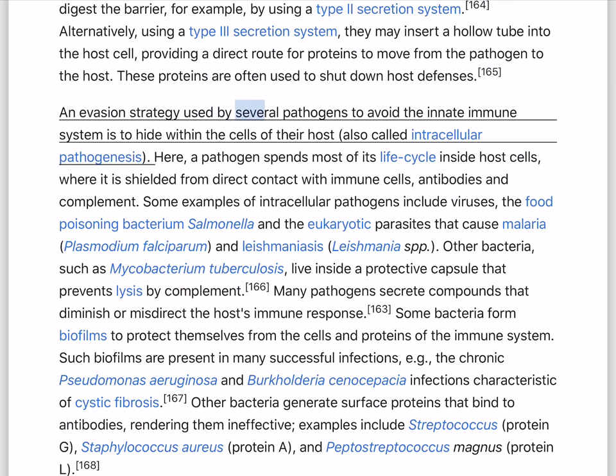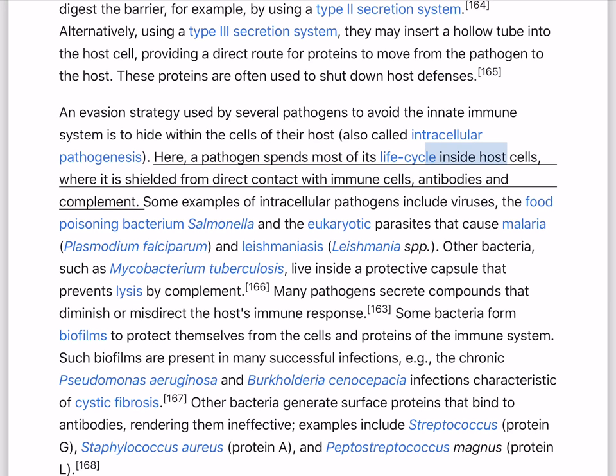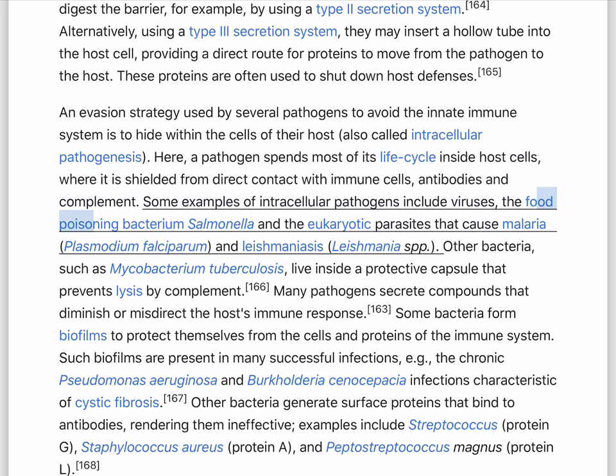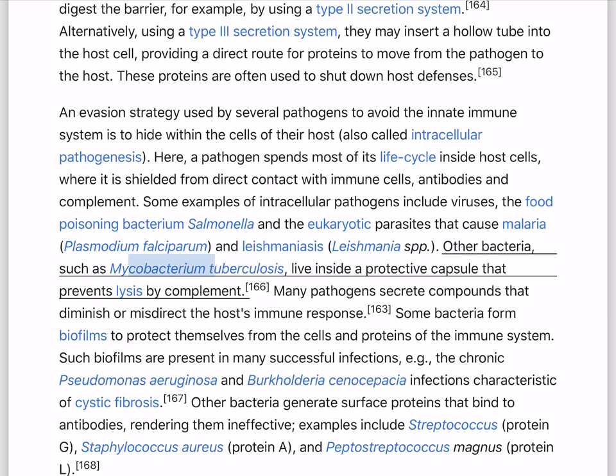An evasion strategy used by several pathogens to avoid the innate immune system is to hide within the cells of their host, also called intracellular pathogenesis. Here, a pathogen spends most of its life cycle inside host cells, where it is shielded from direct contact with immune cells, antibodies, and complement. Some examples of intracellular pathogens include viruses, the food poisoning bacterium Salmonella, and the eukaryotic parasites that cause malaria, Plasmodium falciparum, and leishmaniasis, Leishmania spp. Other bacteria, such as Mycobacterium tuberculosis, live inside a protective capsule that prevents lysis by complement.